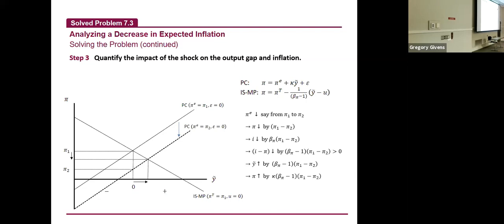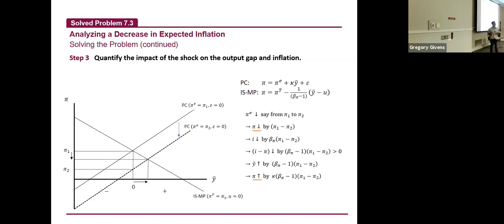So you see what is happening here is that the reduction in expected inflation immediately puts downward pressure on inflation. However, because the central bank tries to stabilize inflation in response to this shock, it lowers the real interest rate enough to raise the output gap to try to bring inflation back up somewhat, right? So inflation goes down, but it also goes back up a little bit because of the stabilization efforts of the central bank. And so in the end, then, the net effect is that inflation does not fall by the full amount of the shock, but rather only partially.